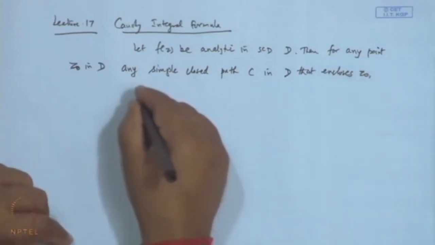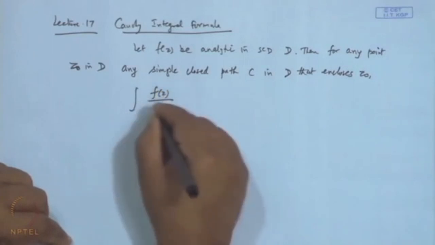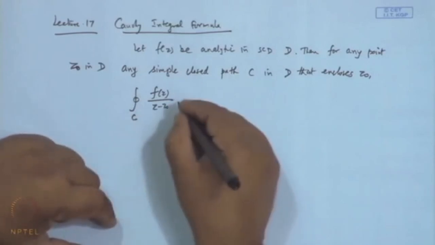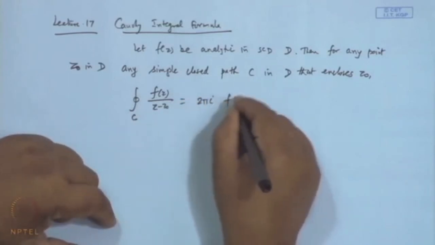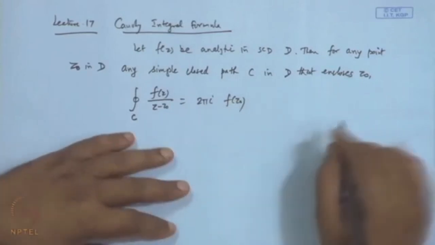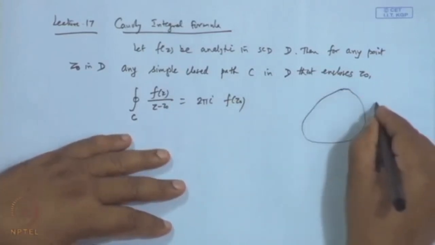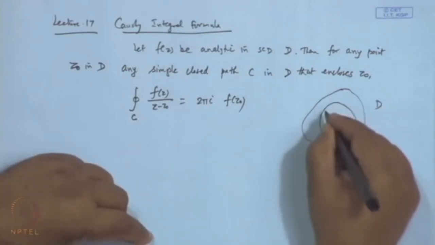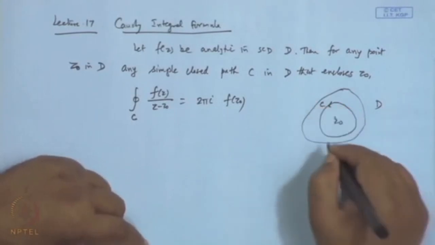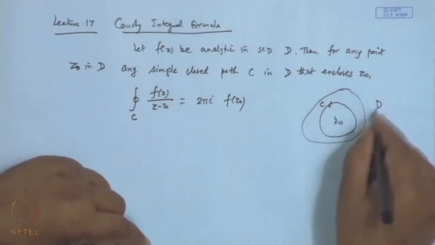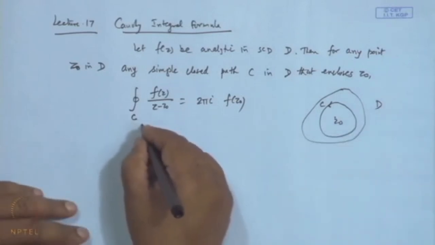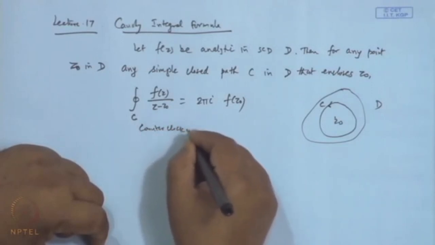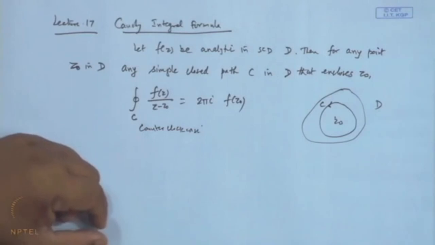the value of this integral, f(z) over z minus z naught along the path C, is equal to 2 pi i times the value of the function at the point z naught. That is, this is our domain D, z naught is this point, and C is a curve which encloses the point z naught lying in D. The direction is anti-clockwise, counter-clockwise. C is traversed in the counter-clockwise direction.